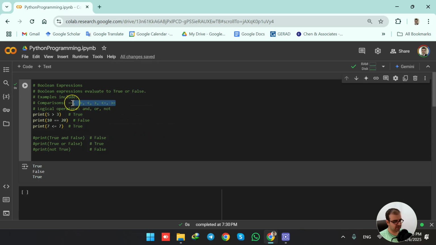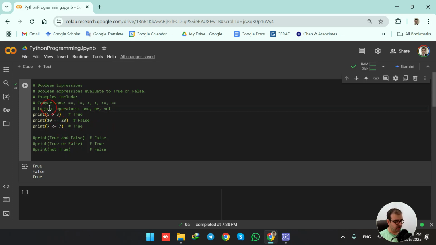And these are the signs. I'm going to repeat them one more time. So this is the sign for equal. So we are checking to see 10 equals 20 or not equal, lower than, larger than, lower than or equal to, larger than or equal to.